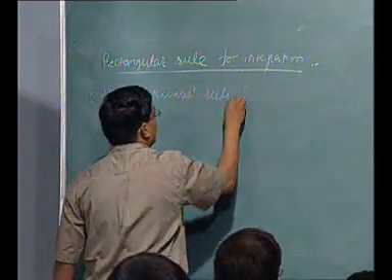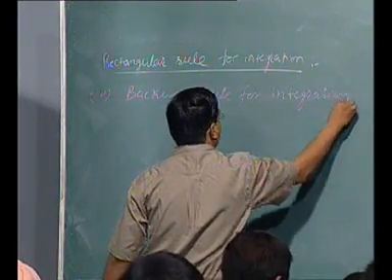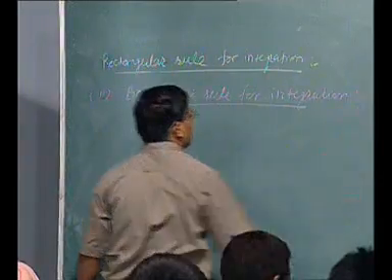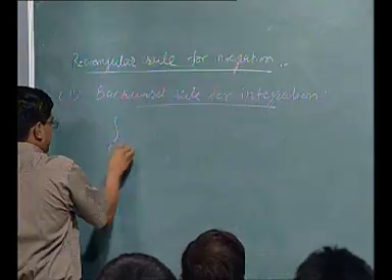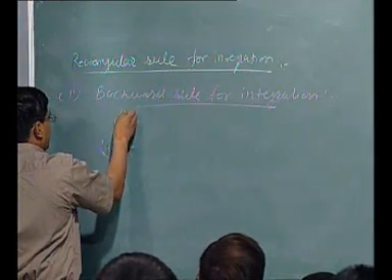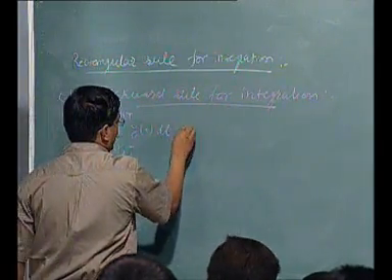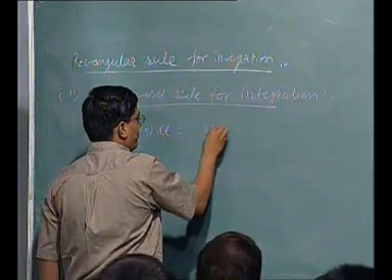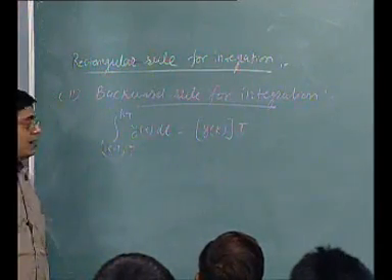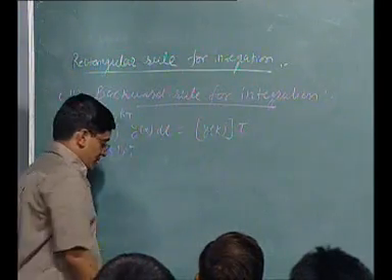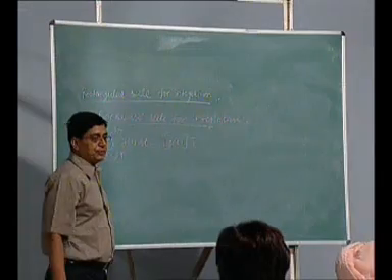Backward rule for integration. According to this rule, the integral from (k minus 1)T to kT of y(t) dt is given as only y_k into T. This is the formula according to this method. Now, put these values in that differential equation.